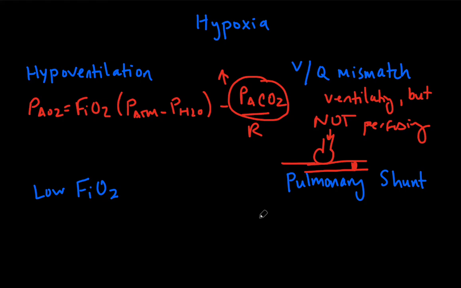Last on the list is pulmonary shunt. Shunt physiology is the opposite of the VQ mismatch. It's more so of a spectrum, but you can think about it as the opposite. Pulmonary shunting is where you are perfusing but not ventilating.